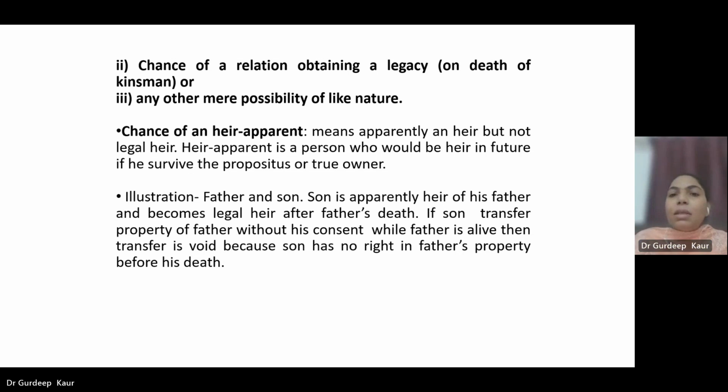The heir apparent means an heir, but not yet a legal heir. An heir apparent is a person who would be heir in future if he survived the true owner. Let's take an example on this. In the case of father and son, the son is apparently heir of his father and becomes legal heir after the father's death. But if the son transfers the property of the father without his consent while the father is alive, then the transfer is void because the son has no right in the father's properties before his death.